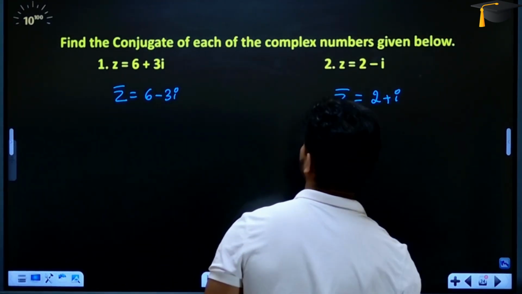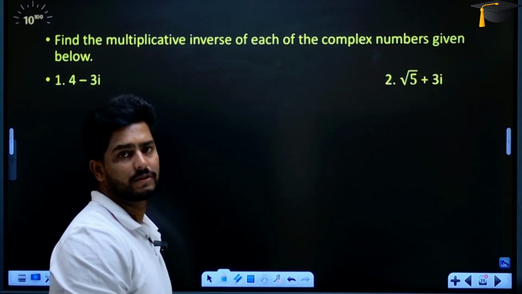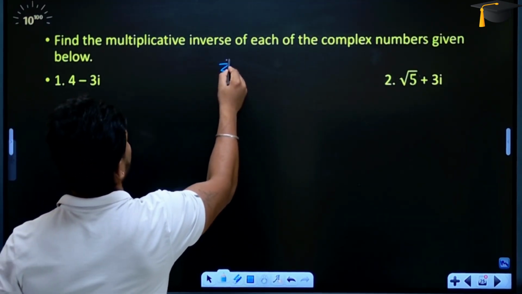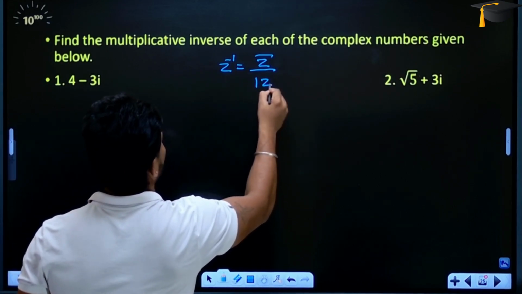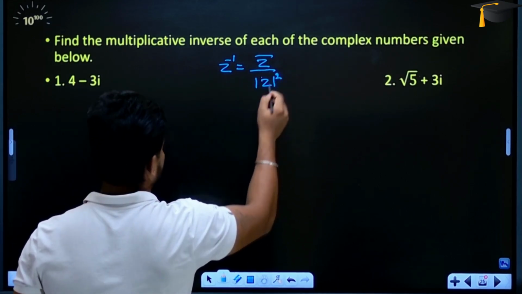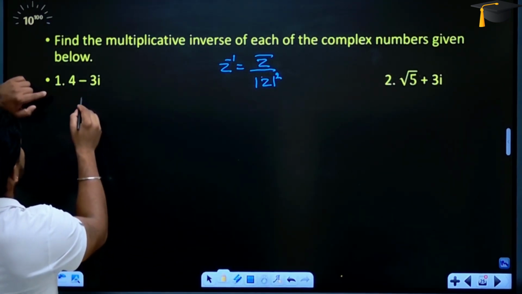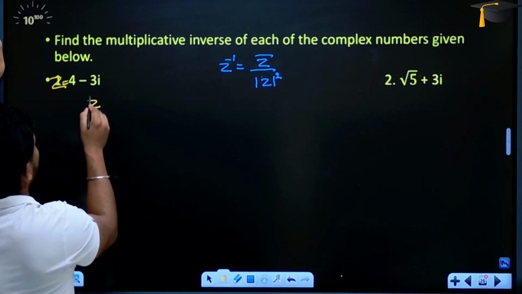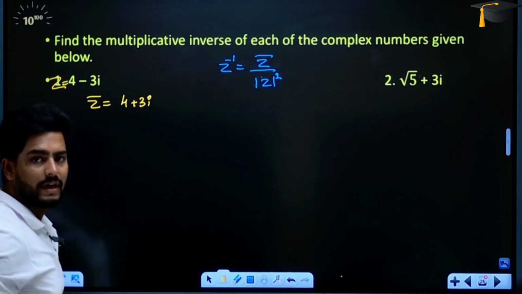Okay, next. Find the multiplicative inverse of each of the complex numbers. Multiplicative inverse. So the multiplicative inverse formula is z inverse is equal to z bar divided by mod z the whole square, children. This is the formula. Okay, so let's solve this. Now z is given, so z is nothing but 4 minus 3i, correct? So what is z bar? z bar is 4 plus 3i. So we have written z bar.